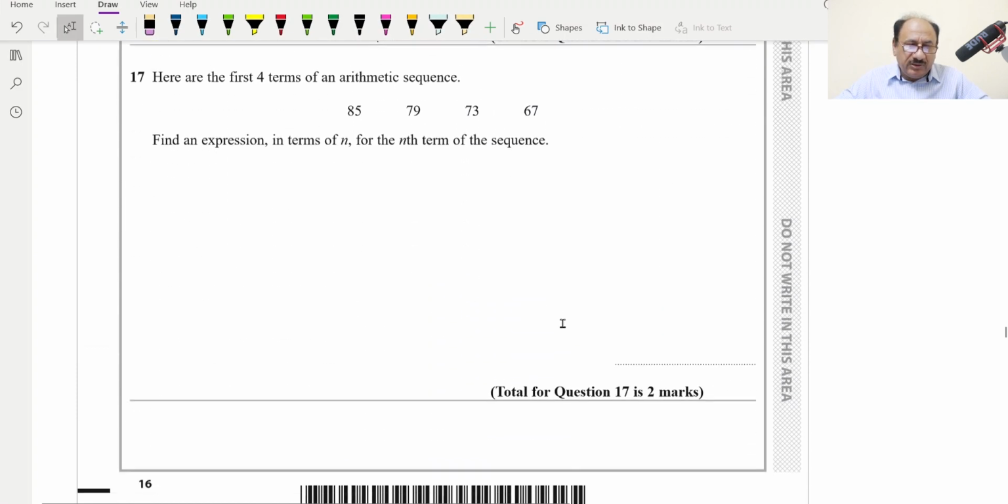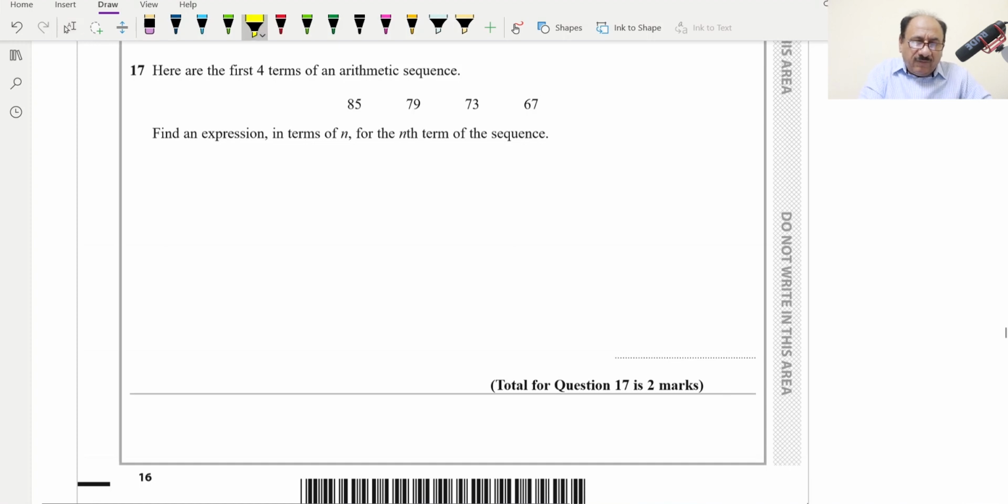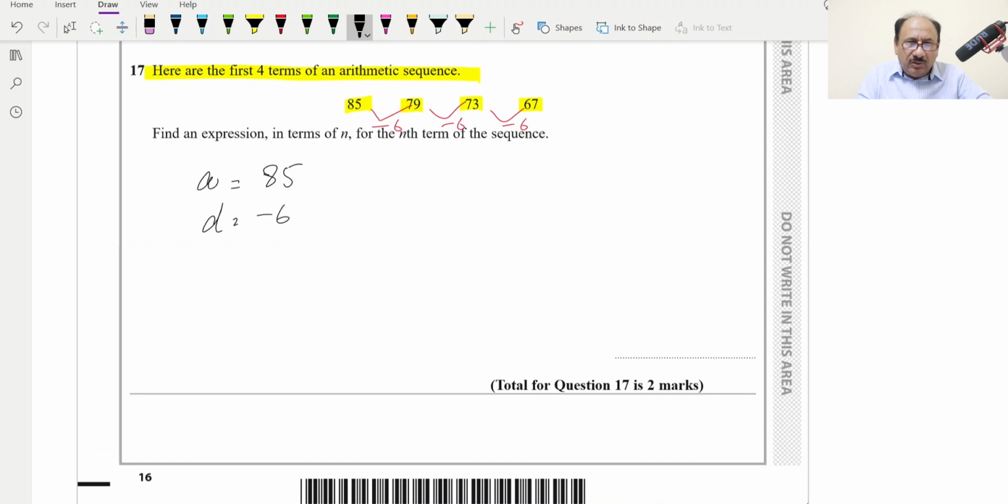Now question number 17. Here are the first 4 terms of the arithmetic sequence, and we know in an arithmetic sequence the difference d value is the same. So we will check the d value. This will be -6, and this one is also -6, and the difference between this is also minus 6. So a value is the first term. A value is 85. D value is minus 6, and we know the formula.